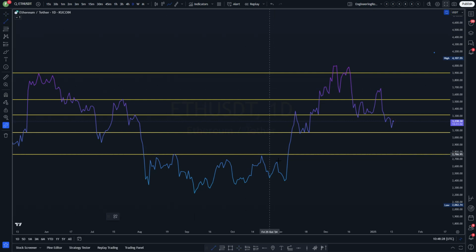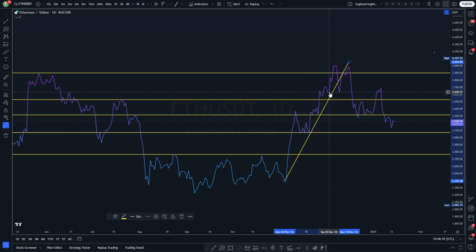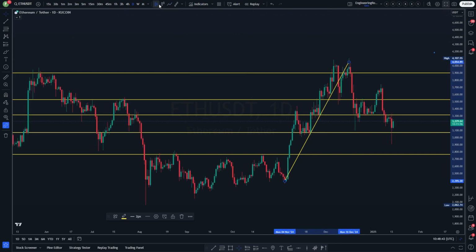I'm going to keep it on the line chart just to draw some momentum lines here. And this one sticks out to me the most, where we've had a few touches, 1, 2, and 3 here, and we can see that price has reacted at the top of that trend line to then drop down further. So from a TA perspective, this is what I'm working with.